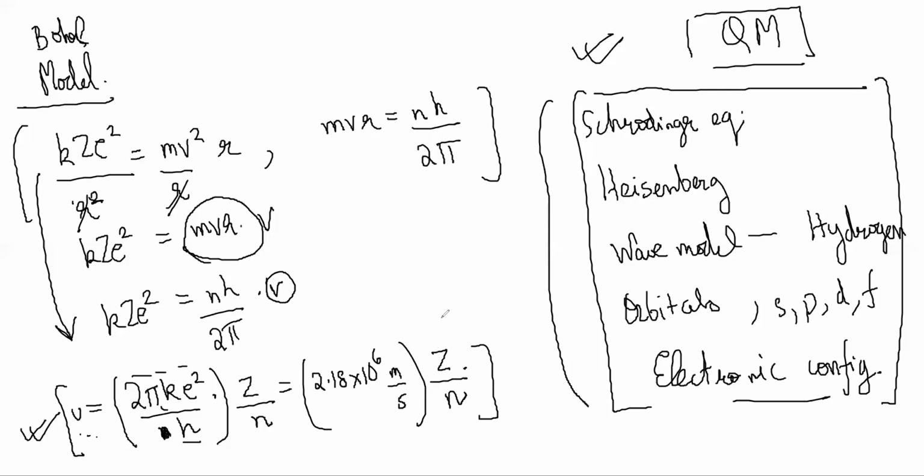Now, if you have velocity, then you have mvr is equal to nh by 2 pi, so you have radius also. Someone asks: by n, do you mean the amount of orbits or the orbit in which the electron is? The orbit in which it is. See, earlier n is equal to 1 or n is equal to 2 or n is equal to 3.